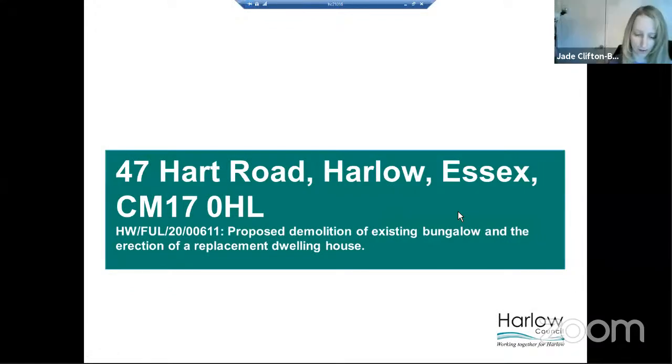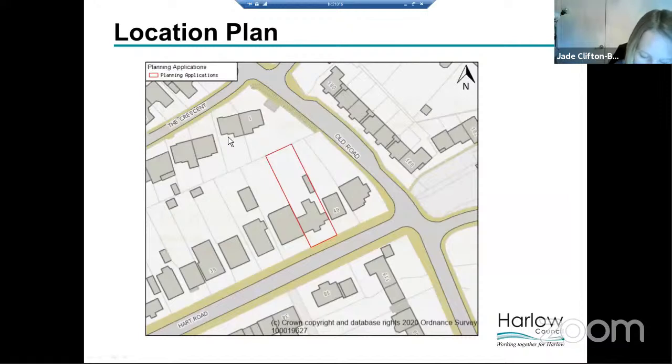Yep. Okay. This proposal relates to application reference ending 2000611 at 47 Hart Road for the proposed demolition of the existing bungalow and the erection of a replacement dwelling. The application site is located on Hart Road, which is residential in nature, comprising a range of housing types of varied design. The application site is not located within a conservation area and is not a listed building.